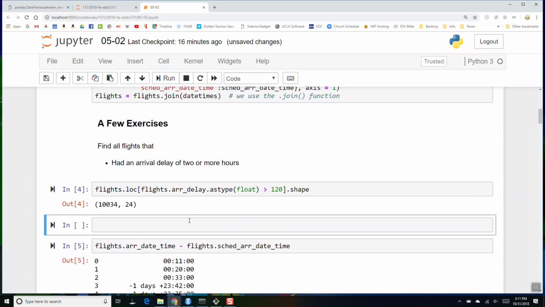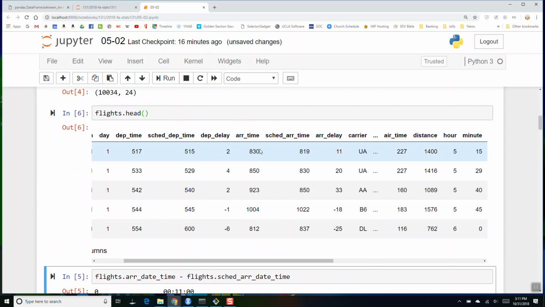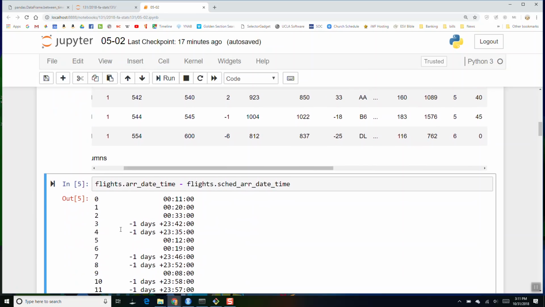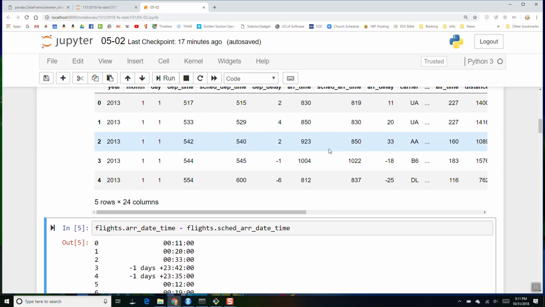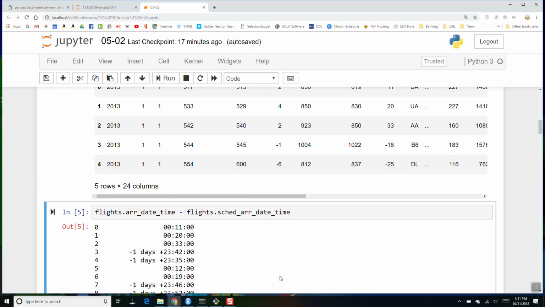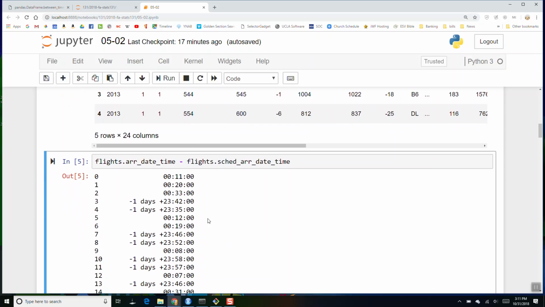Let me just do flights head. Okay, and so its arrival time was 8:30, and its scheduled arrival time was 8:19. So that indeed is a difference of 11 minutes. Over here in row index 3, its arrival time was 10:04, and its scheduled arrival time was 10:22. So it got there 18 minutes early. It writes it a little bit funny, -1 days plus 23 hours and 42 minutes, which is the equivalent of -18 minutes, but it appears this way.